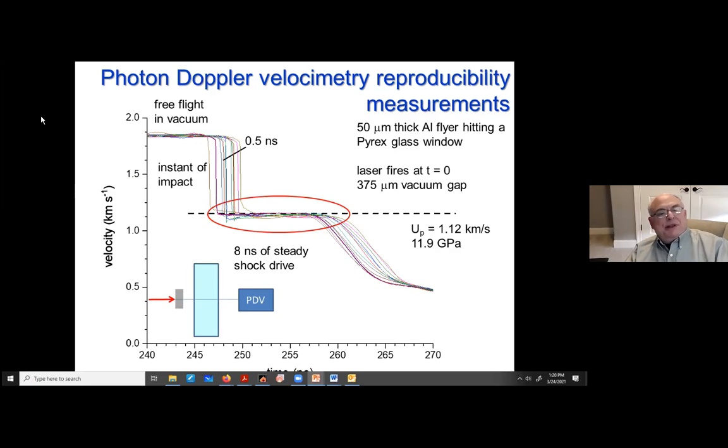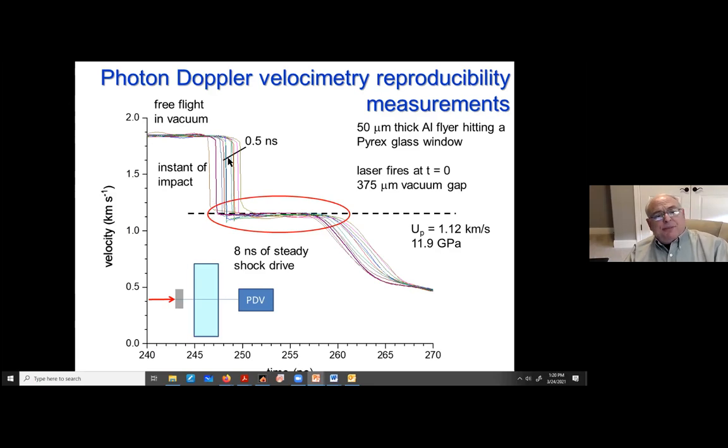This is a reproducibility study. I'm just showing you a lot of shots. And here's what you want to see. There is about a 1% variation in velocity. To go 250 microns to hit the target, a 1% variation of velocity means the arrival time will vary by a couple of nanoseconds. So there's a couple of nanoseconds uncertainty as to when I'm going to hit the target.